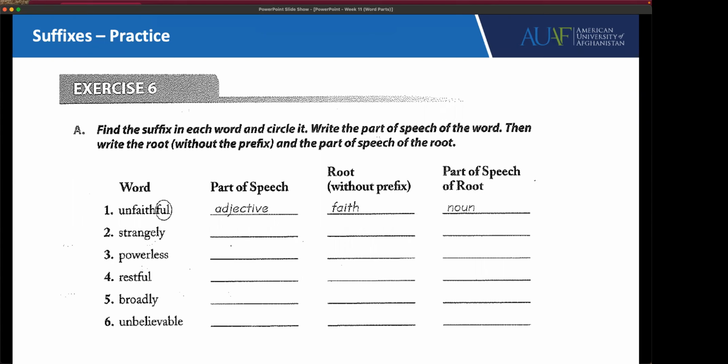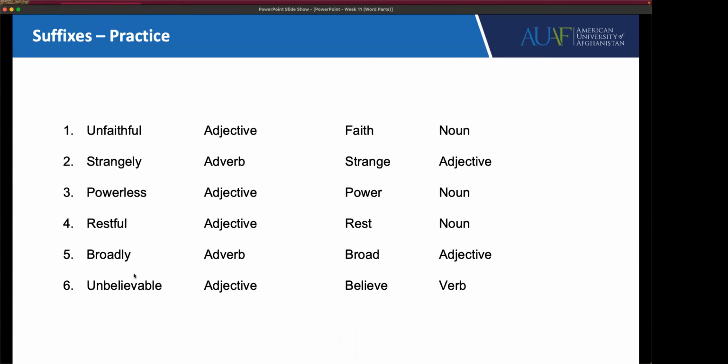Can I do number 6, miss? Yeah, go ahead. Unbelievable, it's an adjective. The root is believe, and this is a verb. Yep, good. Okay. So let's go on.